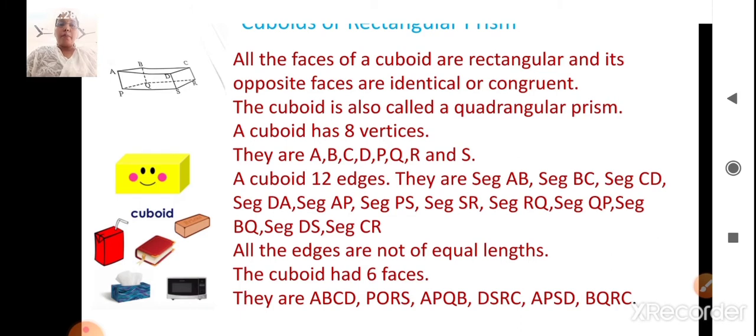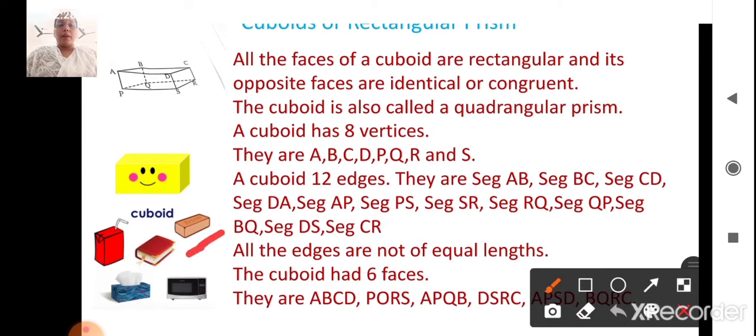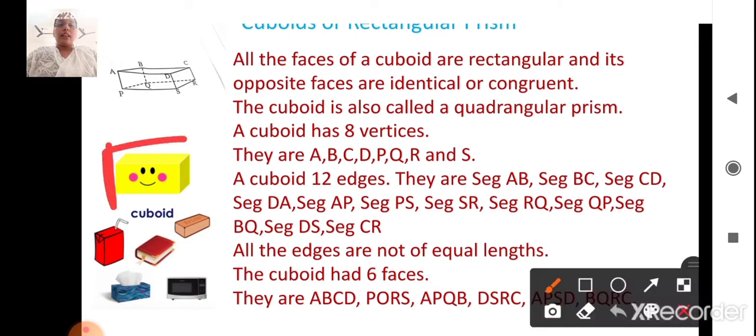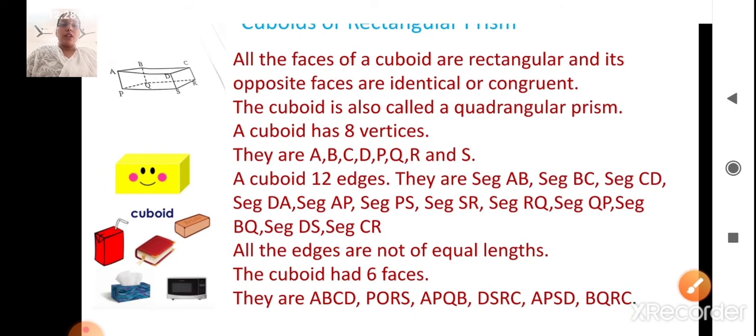Now what are the examples of cuboid, children? You can see it on my screen. Last time I had given you the example of lunchbox and a book. Now you can see brick. See, this is a brick, this is a book, this is an oven, this is a tissue paper box, this is a rectangular shaped tin. So these all are examples of cuboid. Okay, children? Even this box is also an example of cuboid, a smiley box. Okay, so cuboid is known as rectangular prism also and quadrangular prism also.